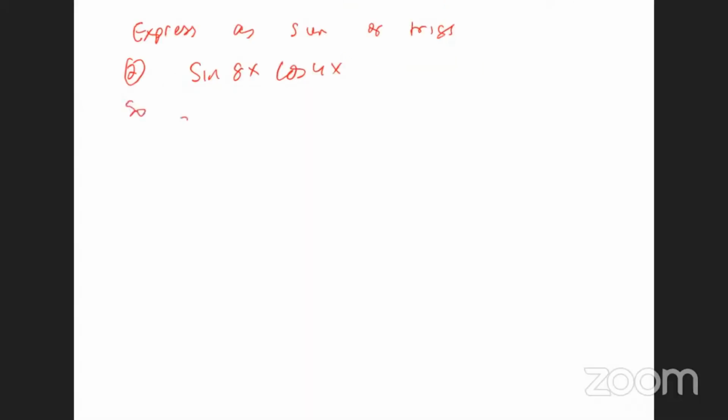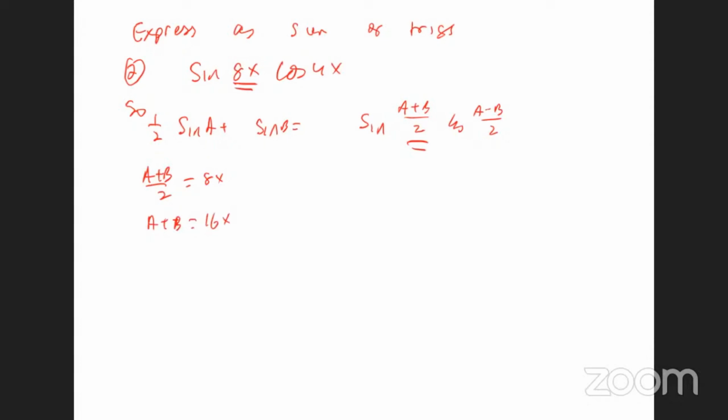So what do we know? We know that sine A plus sine B is equal to 2 sine (A plus B) on 2 cos (A minus B) on 2. I don't want the 2 here, so I'll move it to the other side, and I will end up with a half here. So it means that 8x has to be equal to this. A plus B on 2 is 8x, so A plus B is 16x. And then A minus B on 2 is 4x, so A minus B is 8x.